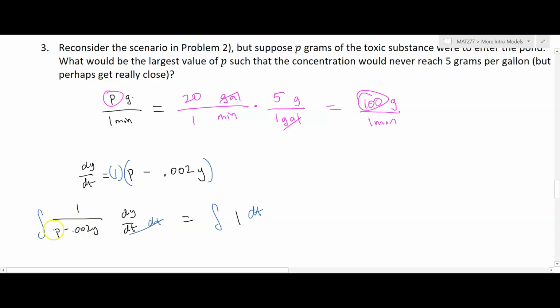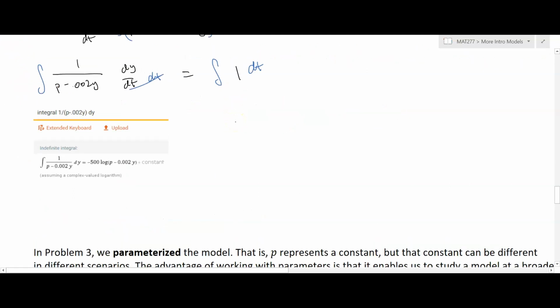When we go to Wolfram Alpha, in place of putting in what we had there before, which was 30, we're going to put in P. And Wolfram Alpha will know that if we're integrating with respect to y, to treat P as if it were a constant. So here we have what that comes out to, which is a very similar integral, once again, negative 500 natural log of (P minus 0.002y) equals t plus c. Again, carrying out very similar steps, natural log of (P minus 0.002y) equals negative 0.002t plus c. That's the same thing we got before.